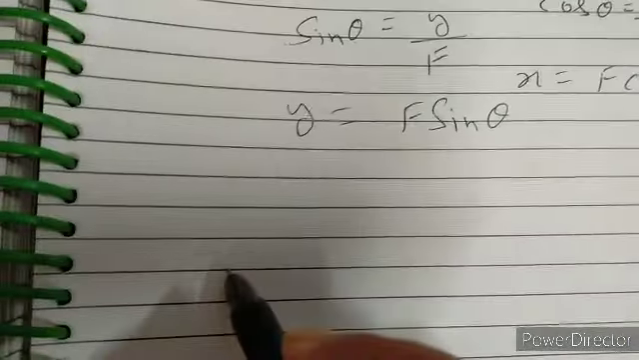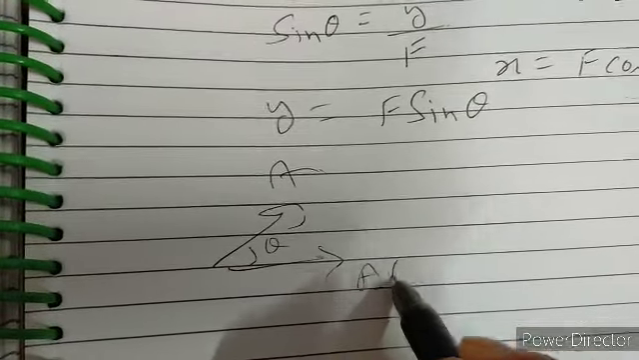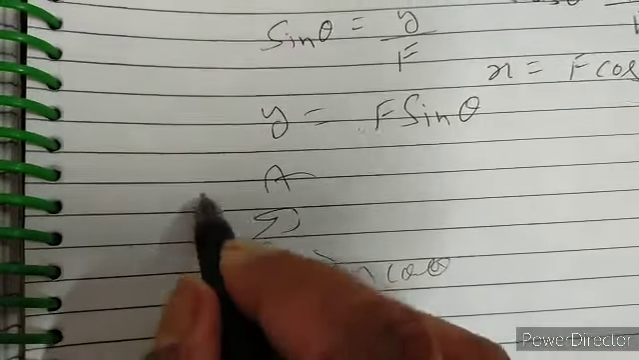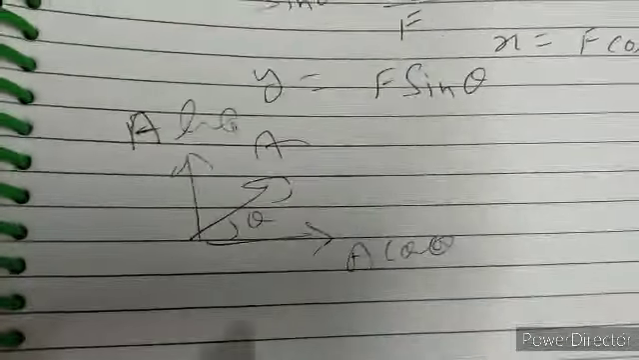Clear? Then suppose this is A, this is theta, this is the A cos theta component, and this one is A sin theta. Clear? Along the side of theta it is A cos theta, and the other is A sin theta.